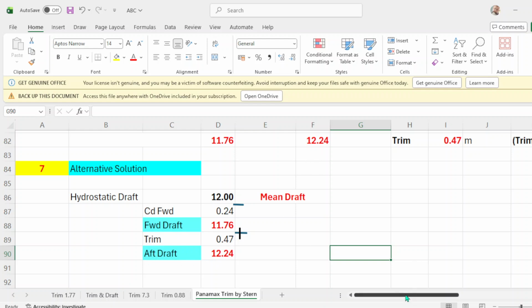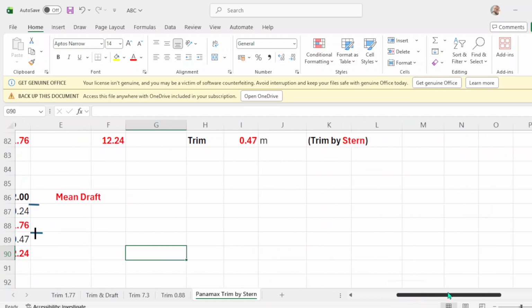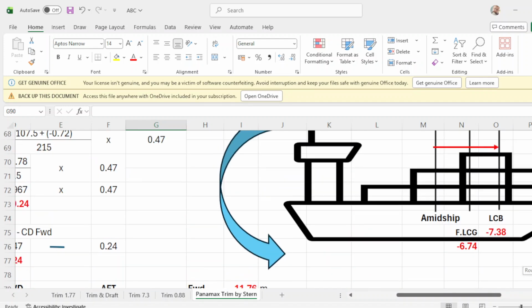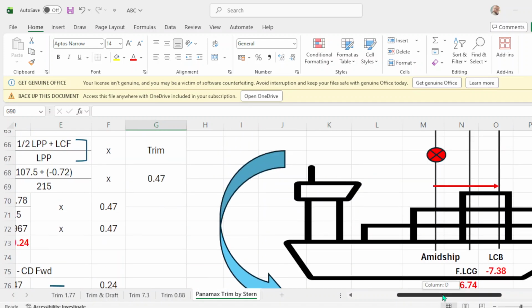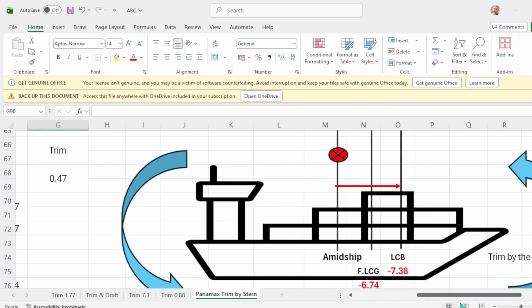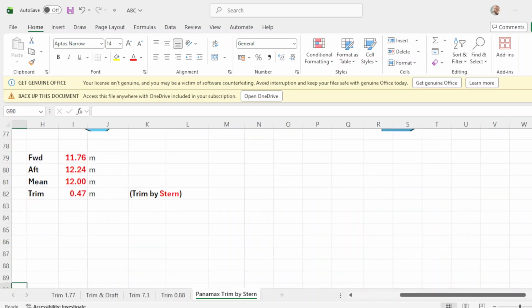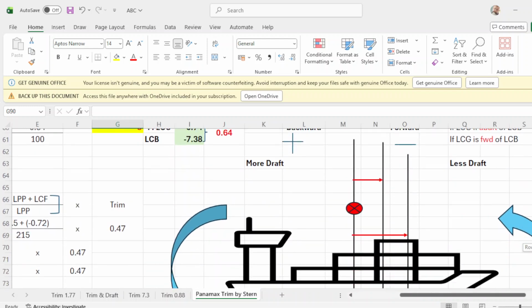Okay? Now I have a figure here of what happens. Okay? I'll just make this a little smaller. Okay, this one.